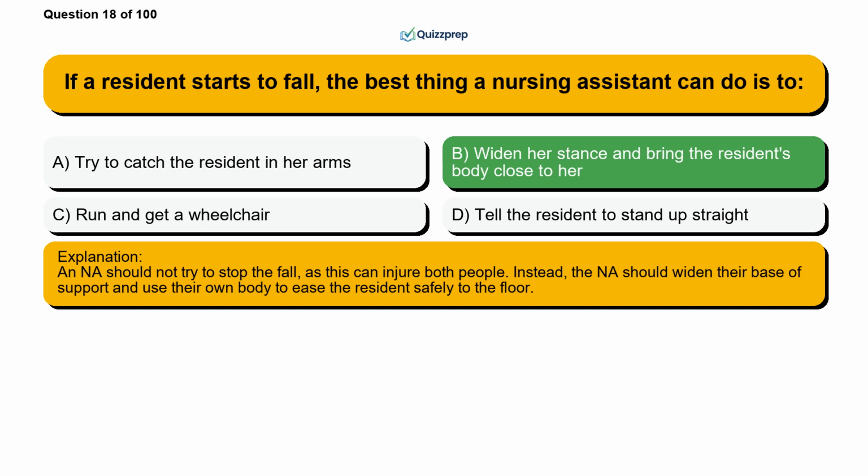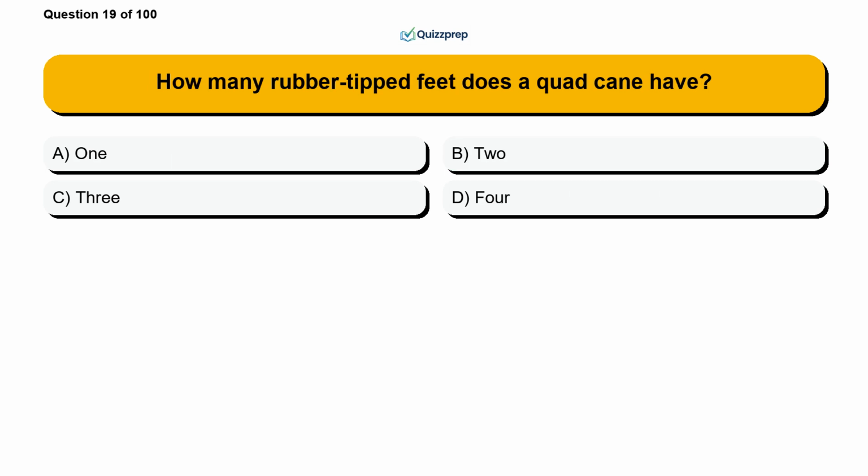Question 19. How many rubber-tipped feet does a quad cane have? Option A, 1. Option B, 2. Option C, 3. Option D, 4.